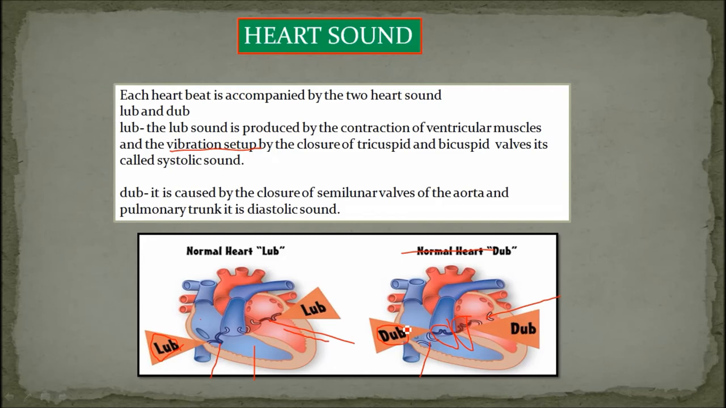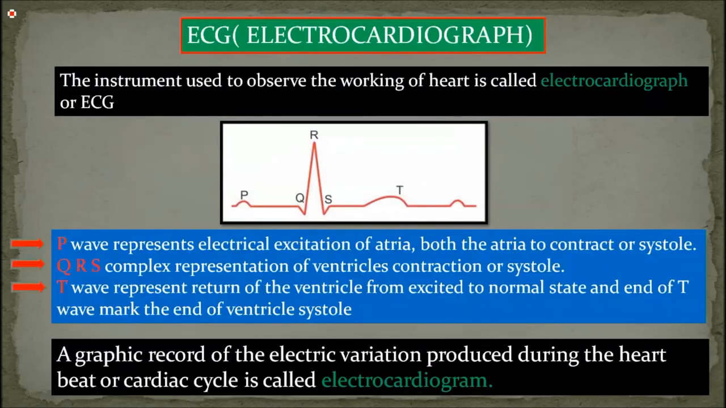So these two sounds are produced in the human heart, and these sounds are measured by the pulse rate. I mean the pulse beat, whatever we measure, is actually the ventricular systole and diastole. Okay, this we measure, and that is the lub and the dub sounds.